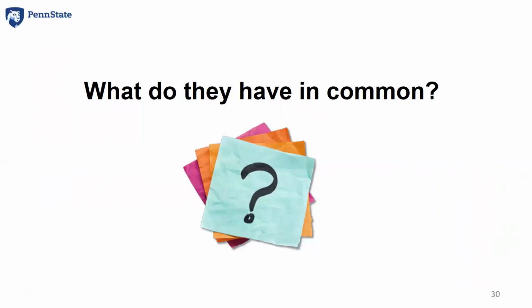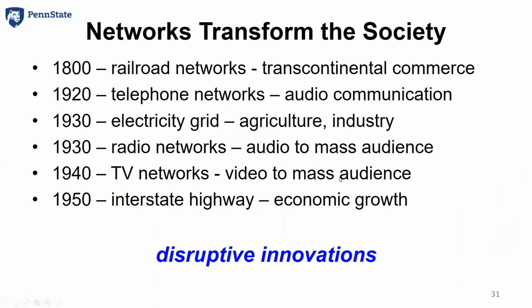They are all disruptive innovations in the past that bring broader impact to the society. But in terms of technology, what do they have in common? This is a question I hope everybody can think about. Then we will see what kind of impact we will have in manufacturing. So what do they have in common? They are all networks.